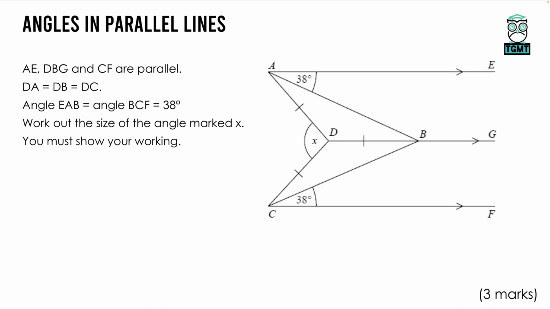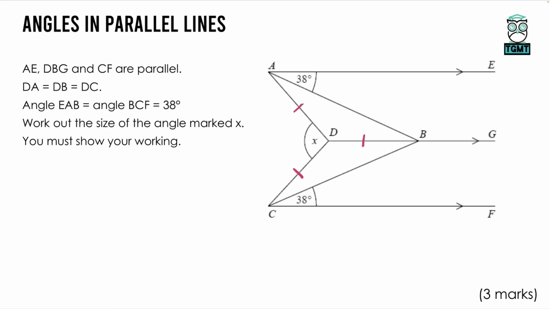Okay, so in this question, we're looking at angles in parallel lines. Now, it says here that AE, DBG and CF are parallel. DA, DB and DC are all the same length, and we are shown that anyway because it gives us these additional lines on these triangles here, which straight away is telling us that they are isosceles triangles. It says that EAB is equal to BCF, which is also equal to 38. Work out the size of angle X, and you must show your working.